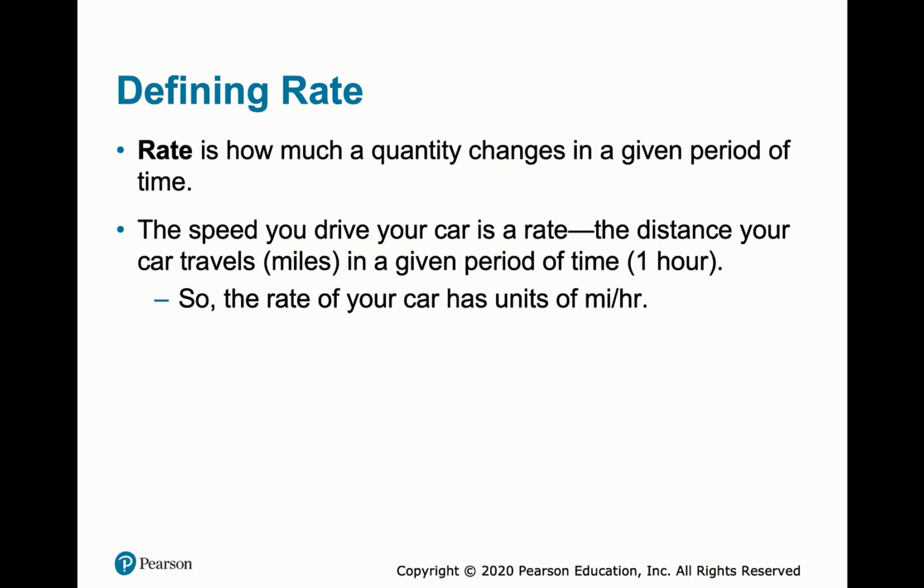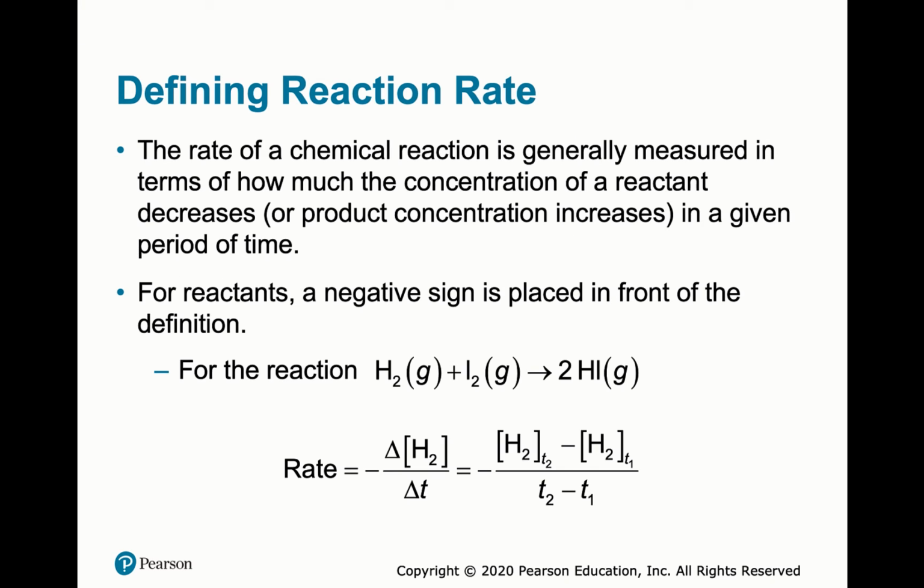And rate is how much is changed. Speed is an example of something as a rate. Speed is miles, and distance. Speed is change in distance over change in time. So in this case, distance over time, miles per hour. That's what we're familiar with driving our car, at least. For reaction rates, it's change in concentration over change in time. So it's change in molar over change in time.